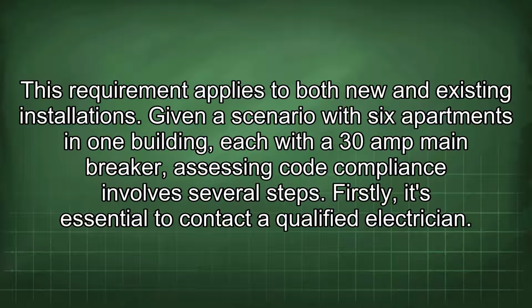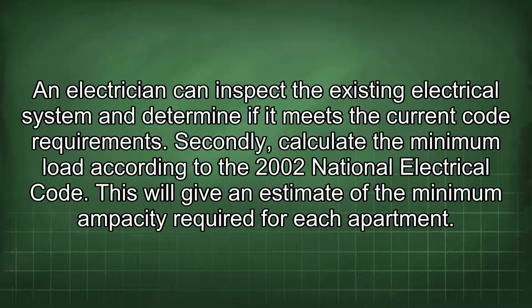Given a scenario with 6 apartments in one building, each with a 30-amp main breaker, assessing code compliance involves several steps. Firstly, it's essential to contact a qualified electrician. An electrician can inspect the existing electrical system and determine if it meets the current code requirements. Secondly, calculate the minimum load according to the 2002 National Electrical Code. This will give an estimate of the minimum ampacity required for each apartment.